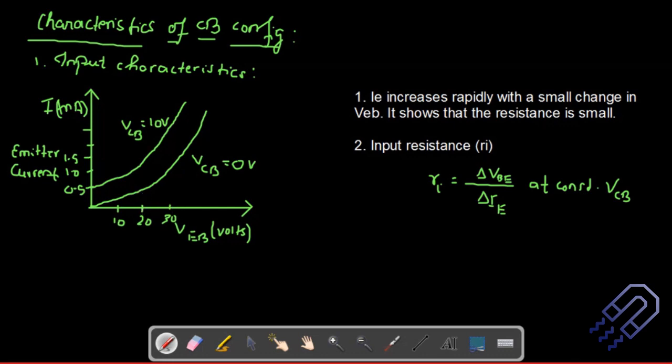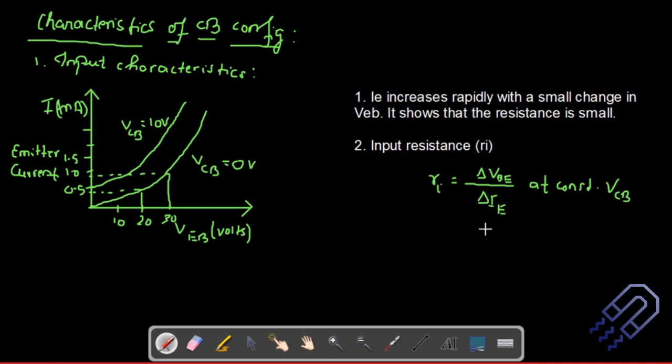We can just check this and this, and then we can take the current here. If we have the graph like this, you can take delta VBE, so this will be, let's say, 30 minus 20, divided by IE. You take whatever value is here and whatever value is here, and take the ratio. Whatever value you get will be in ohm, and that will be your input resistance. So that is important.